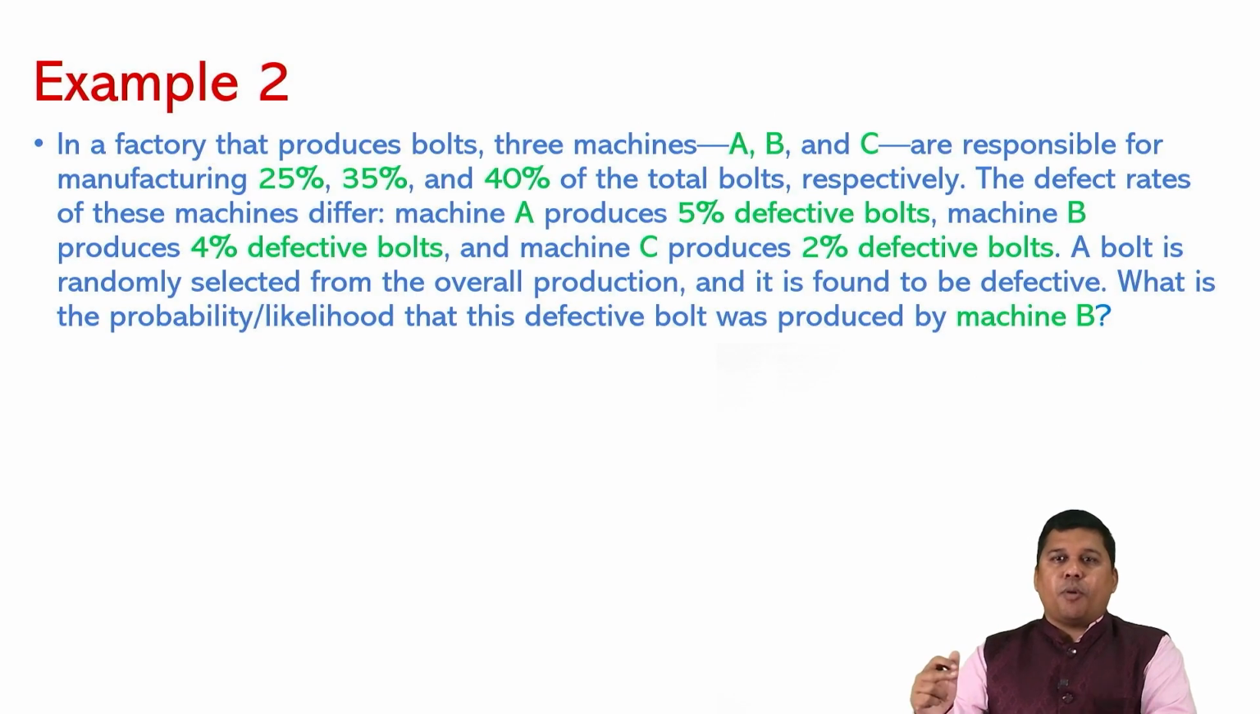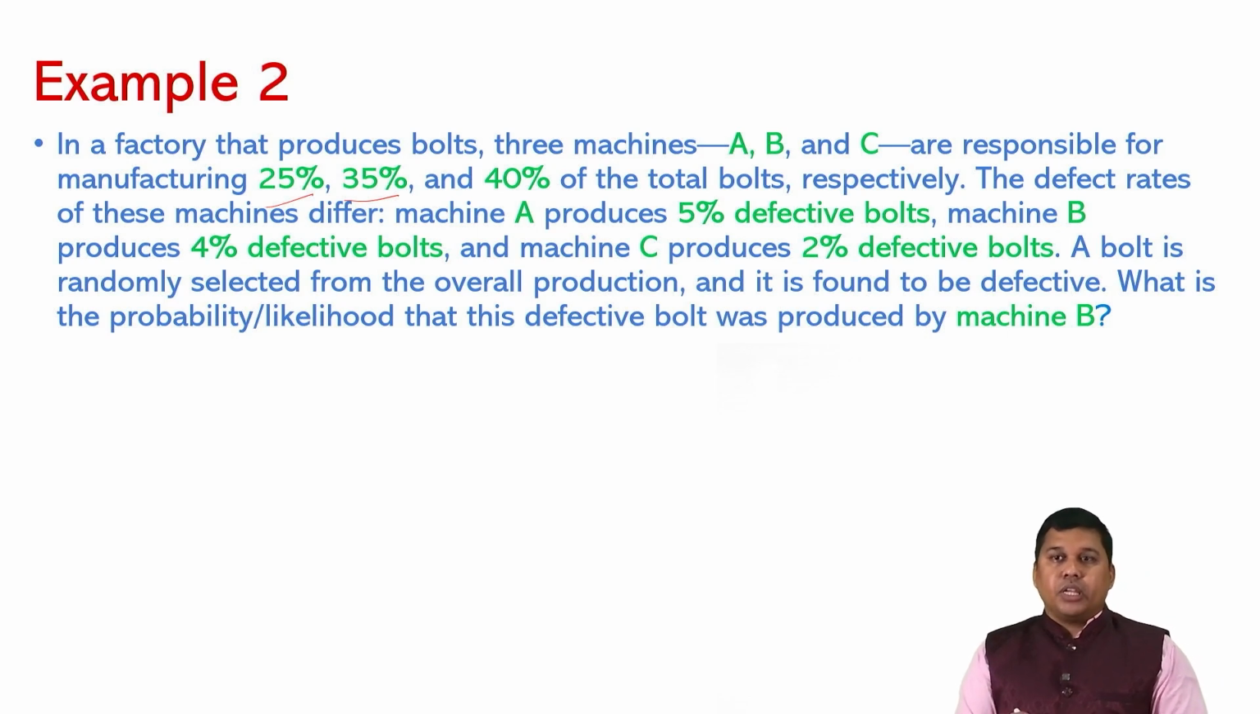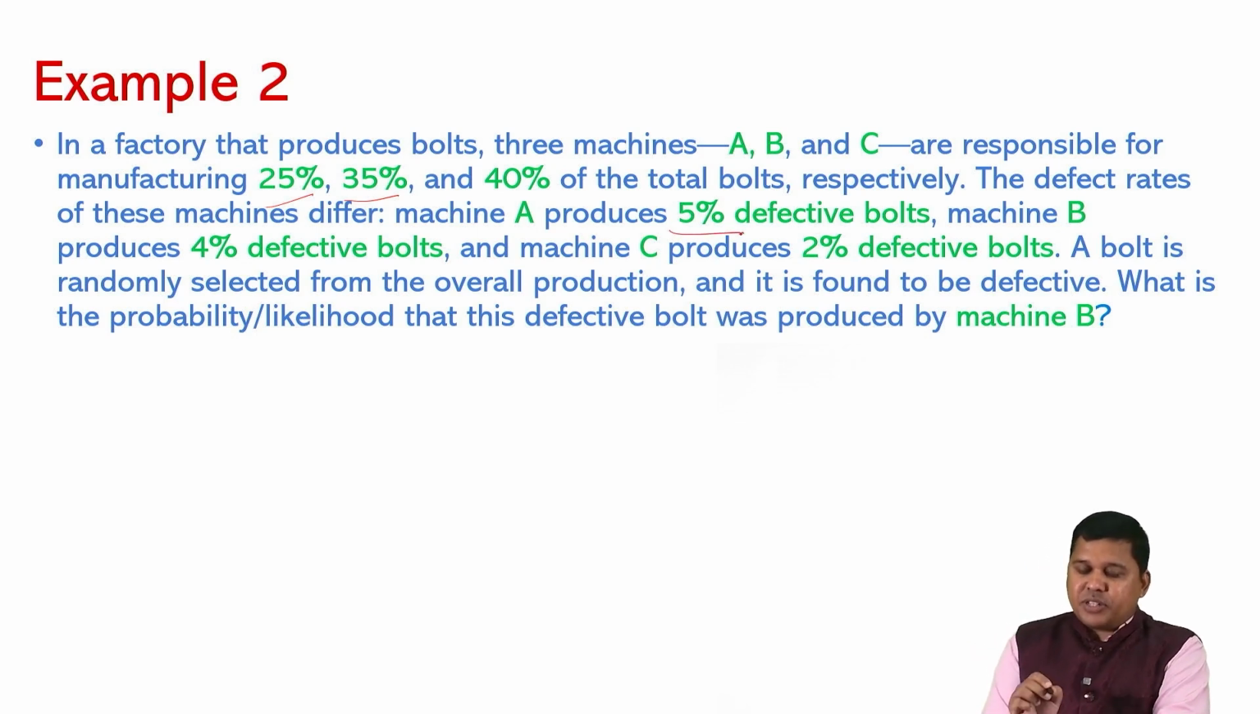Okay, let us see now another problem on Bayes theorem. It is an interesting problem. In a factory that produces bolts, there are 3 machines A, B, C, and A manufactures 25%, B manufactures 35% and C manufactures 40% of the total bolts. Among this production, there are some defects in each machine and they differ. The defects in machine A is 5%, in machine B is 4% and in machine C is 2%.